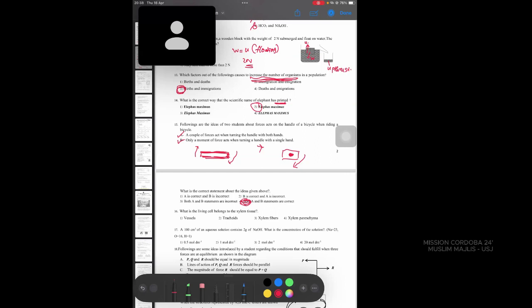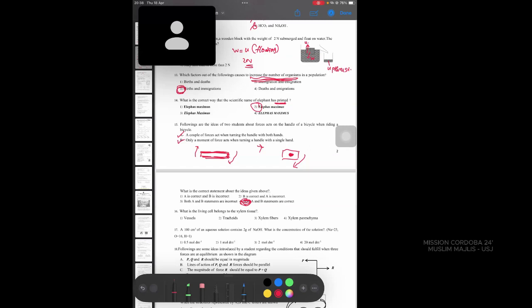So how is it a moment? Moment is the turning effect of a force. That means if you give a force to a system and the system turns, it is a moment. In this situation, I am giving a force to the handle, and because of that, the handle is turning. But I'm giving force only to one side. Now, if I give the force to both sides, it will be a couple. But if I give the force to one side, I'm still turning the handle. So it's a moment. It's not a couple.